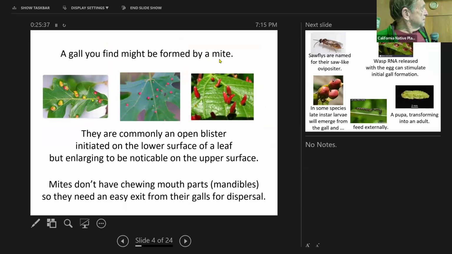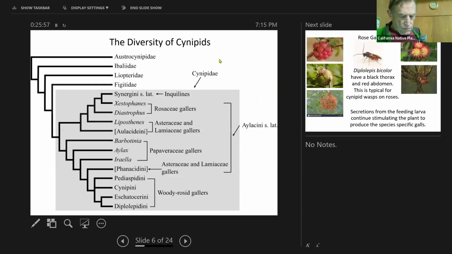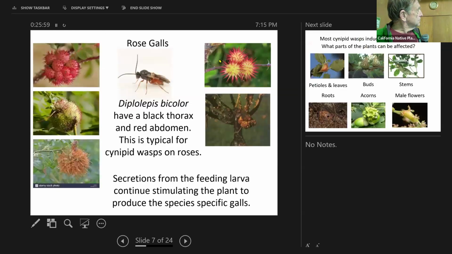The gall you find might be formed by a mite. And typically mite galls are open on the bottom, project on the upper side of the petiole. They don't have chewy mouth parts, so they need an easy exit for getting out of their homes. Whoops, I went one too fast.